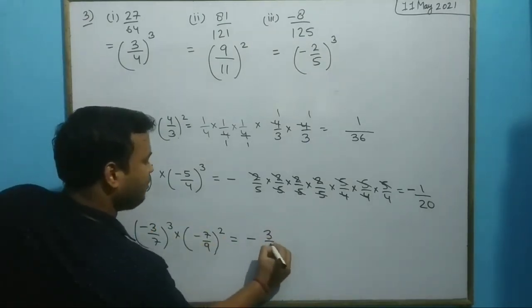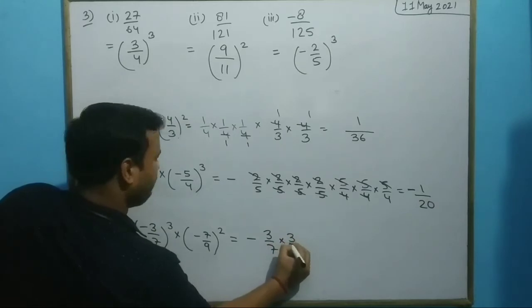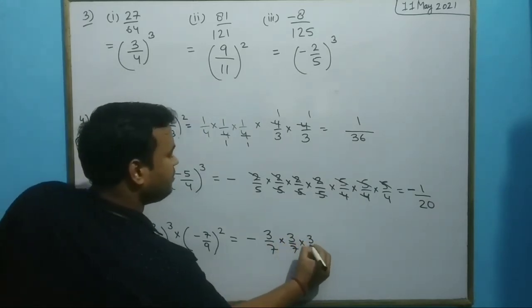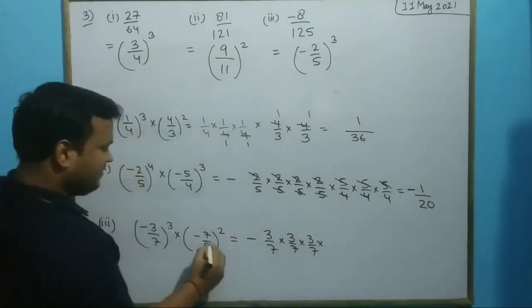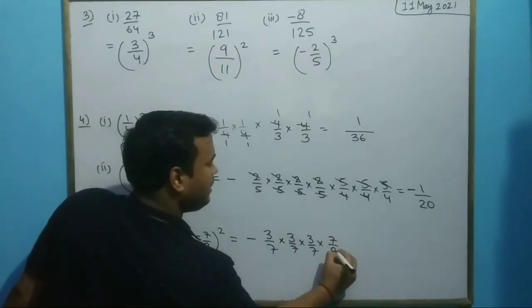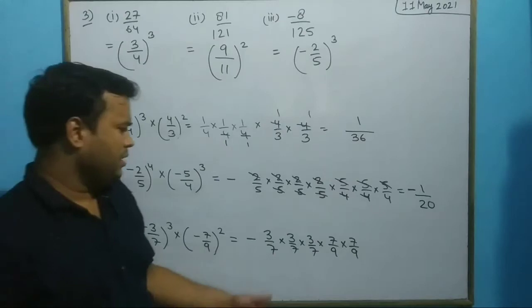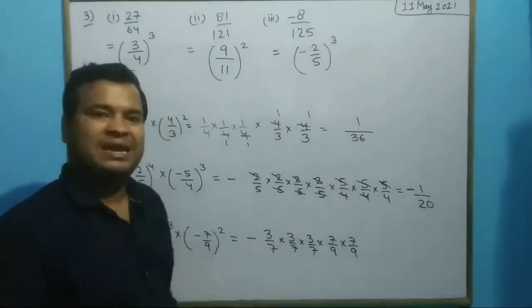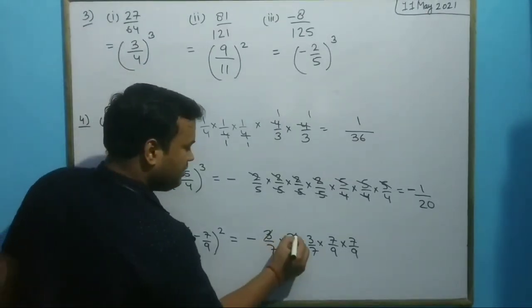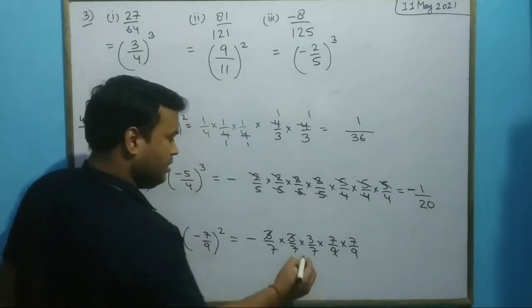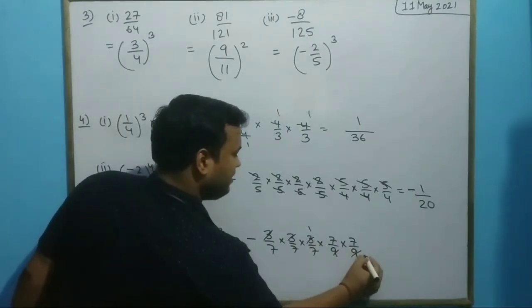It is 3 upon 7 multiplied how many times? 3 times. Okay. Now again 7 upon 9 multiplied 2 times. So let us see what we can cancel out. 3 3s are 9, cancel out. Now 3 1s are 3, 3 3s are 9.